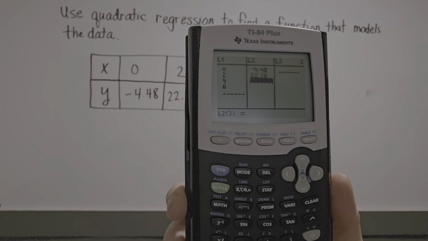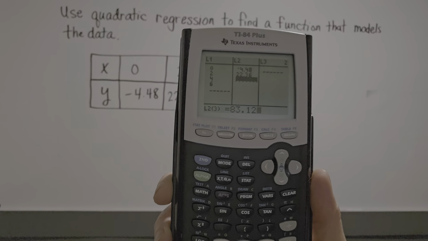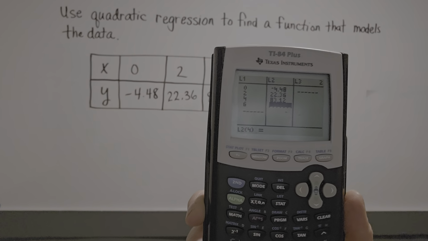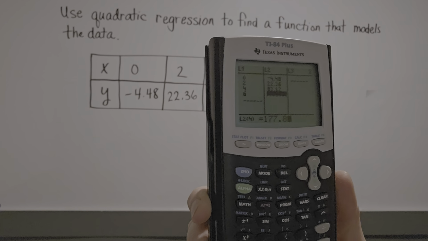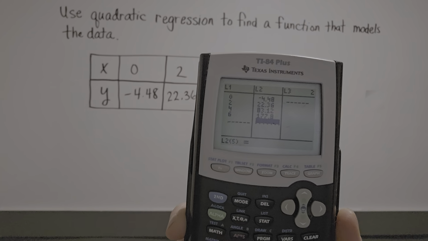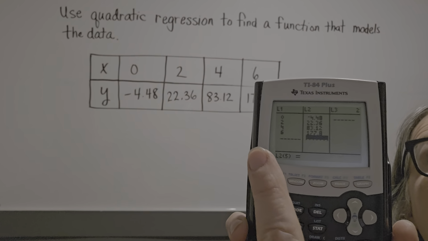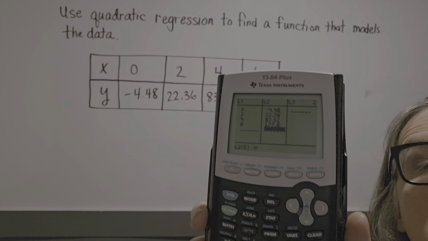And then I'm going to do 83.12, enter. And finally, 177.8, enter. Okay, so I've entered in all of my data. List 1 is the X values, and then the corresponding Y values are in list 2.